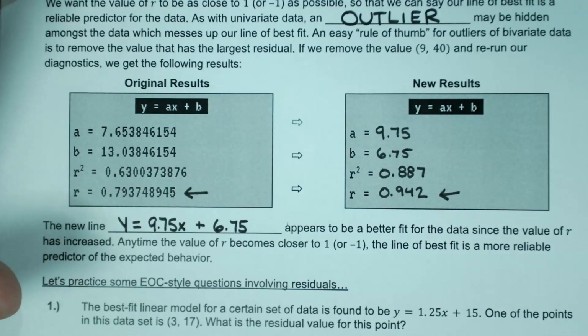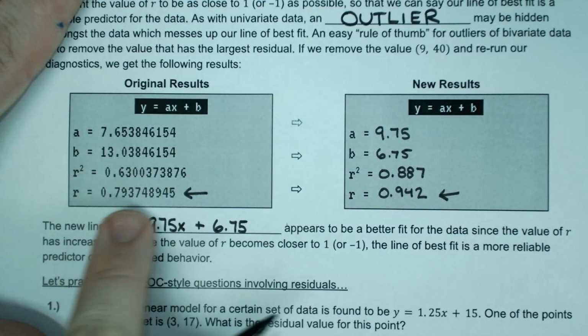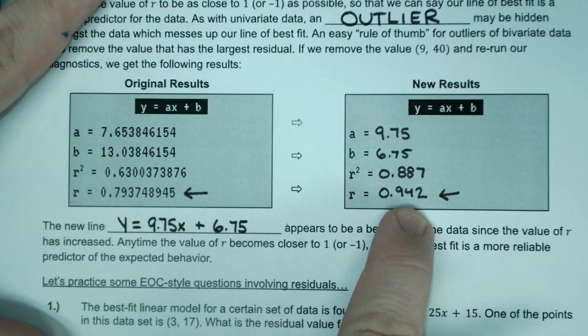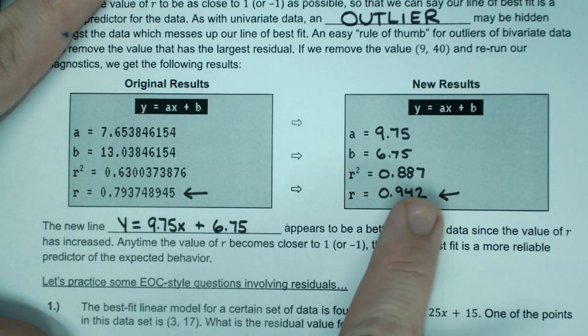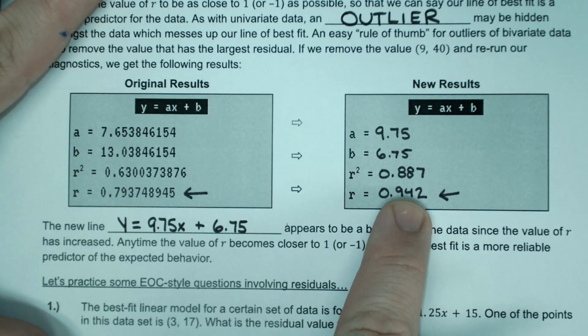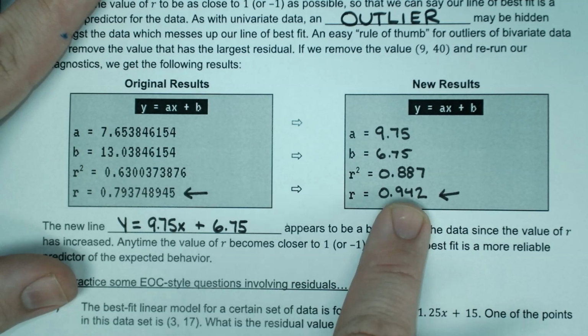So, bottom line is, whatever has the largest residual, we consider that an outlier and toss it out. Recalculate. Anytime you recalculate after tossing out the largest residual, you're going to see that R value goes up closer to 1 or down closer to -1, meaning it's a better fit.